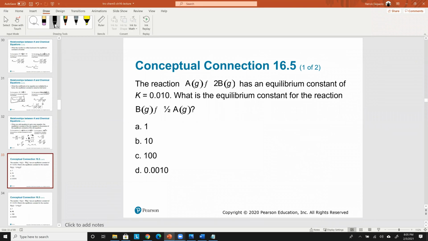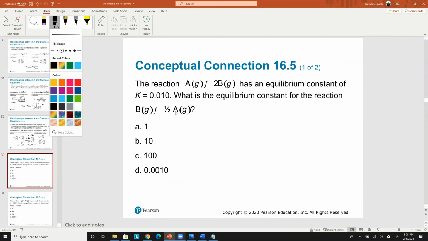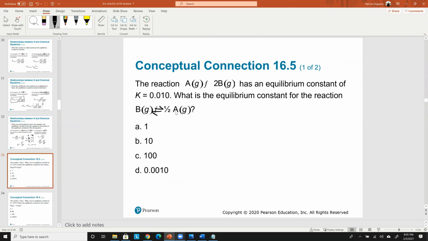Okay, here's another one. It might be a little bit more complicated, but see, the reaction A to 2B has an equilibrium constant of 0.01. What is the equilibrium constant for the reaction B yields 1/2 A? So what do you guys think? Think about it, you're going from A to 2B. Now we're going from B to 1/2 A.